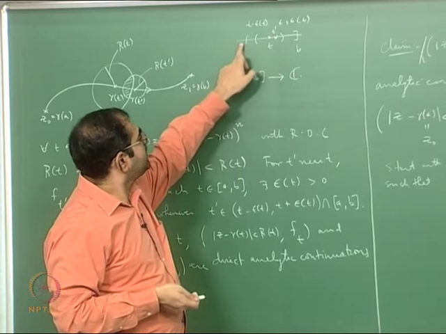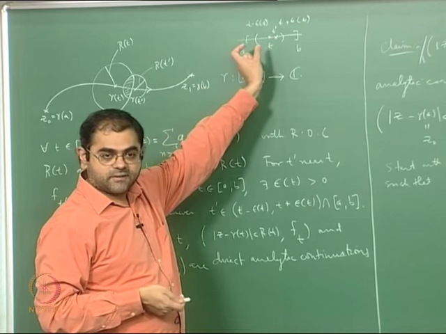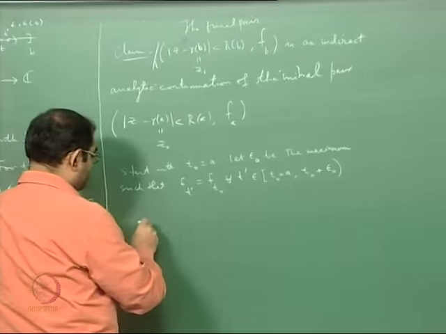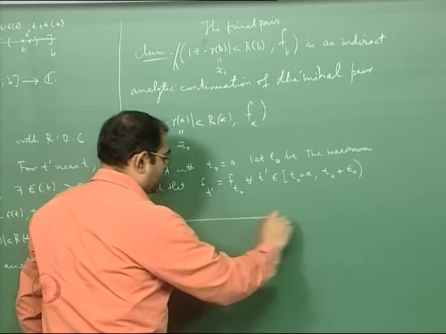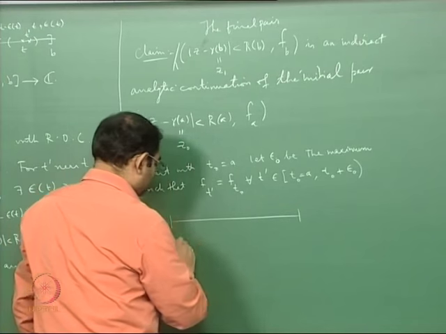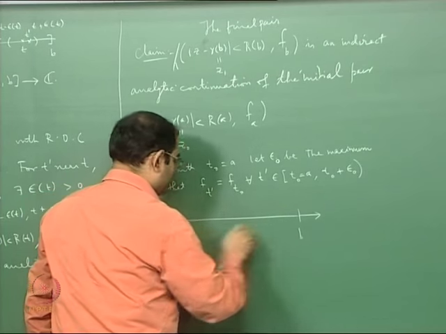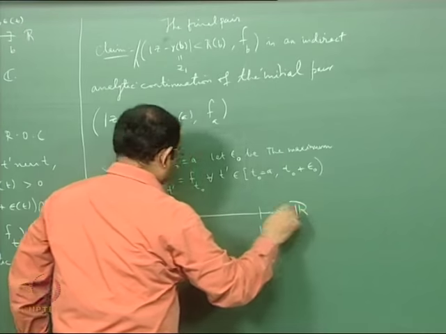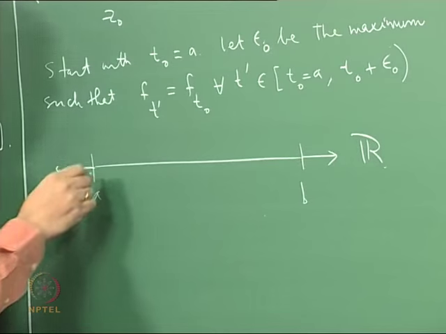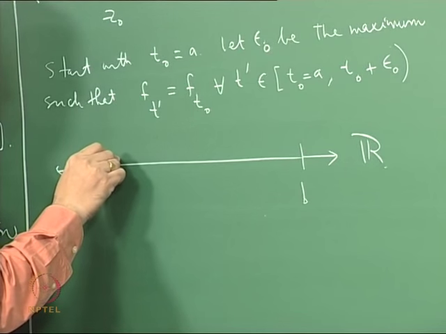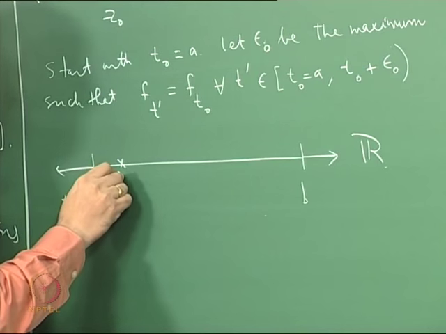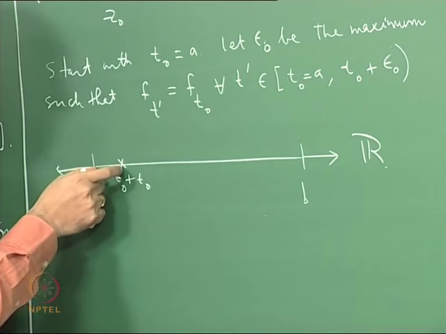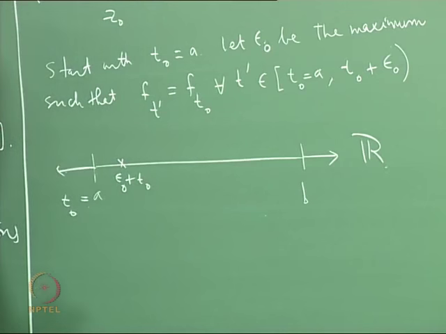So I start with t equal to t naught, then I will get an epsilon neighborhood of that t equal to t naught where all the power series are equal, okay. Then what I do is, inductively, I do the following thing. I have a and b on the real line, and a is t naught, and now I have this epsilon naught plus t naught, and for all t, for all t prime in this interval, ft is equal to ft prime. I have that, okay.